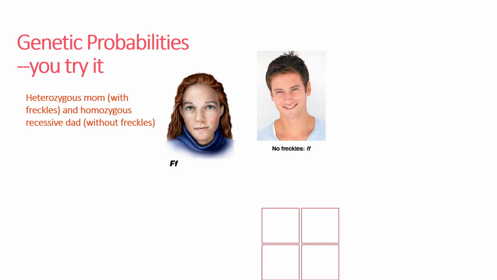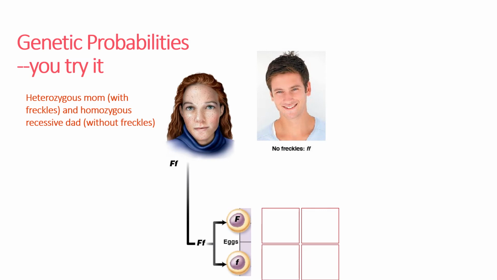Let's give this a go. We're going to predict the genotypic and phenotypic ratios of a mating between a heterozygous mom, because freckles are dominant, she has freckles, and a homozygous recessive dad without freckles. The first step is predicting what these sex cells would look like.